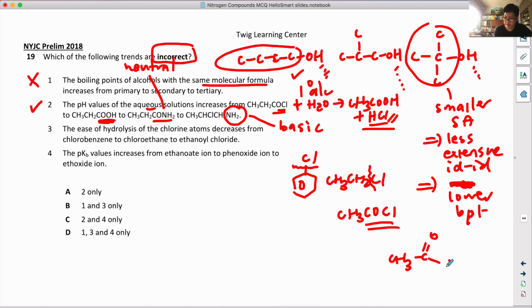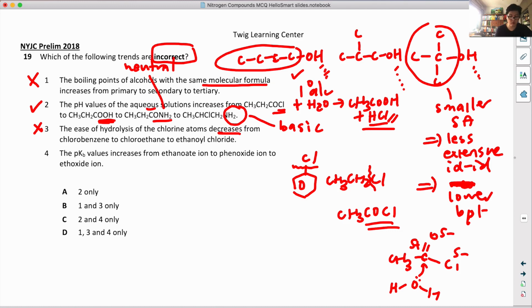So remember this one is the easiest to break because this carbon is attached to two highly electronegative atoms, right? So this carbon can be most easily attacked by the nucleophile. In this case hydrolysis, you're talking about the water, right? So this is actually incorrect because actually it increases, all right, increases. Okay, so it's 1 and 3.